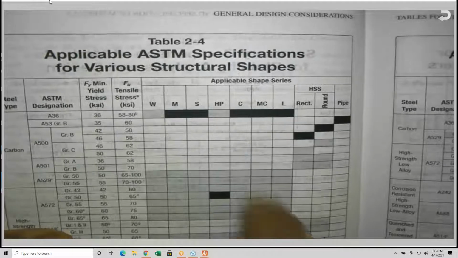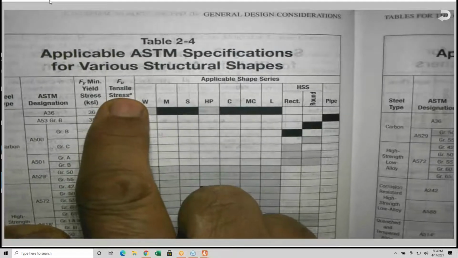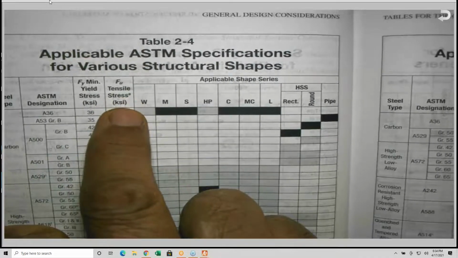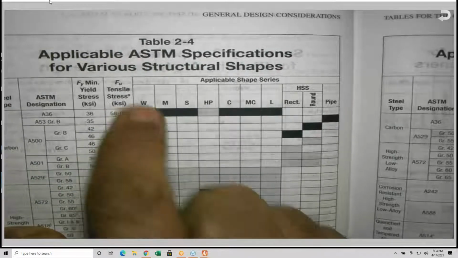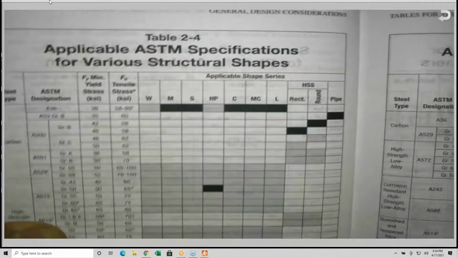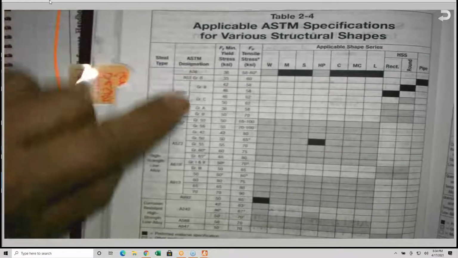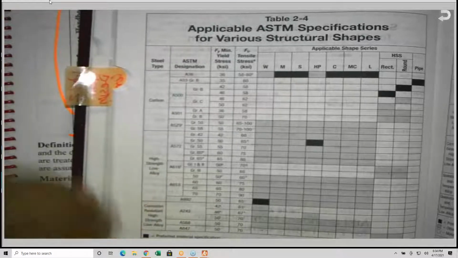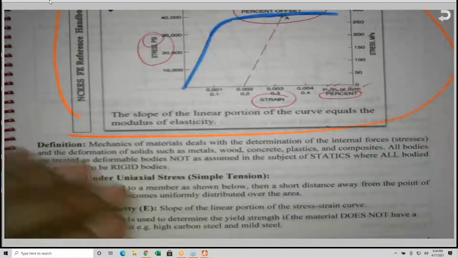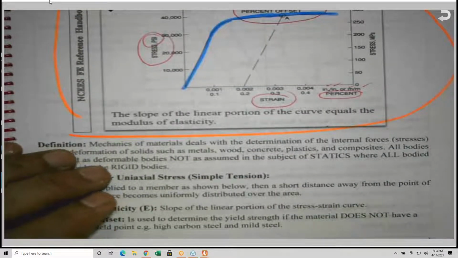F sub U, which is this number here, the tensile strength or tensile stress, both of them are used. So for any kind of steel that you are going to use to design your structure, A36 steel or whatever it is, all these kinds of steels are available. And these numbers came from testing in the lab, after they manufacture the steel with a certain composition, we test them.